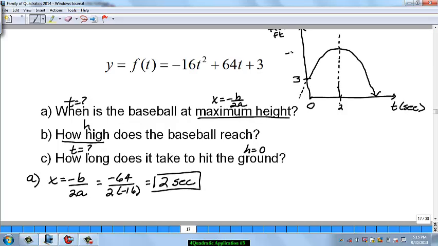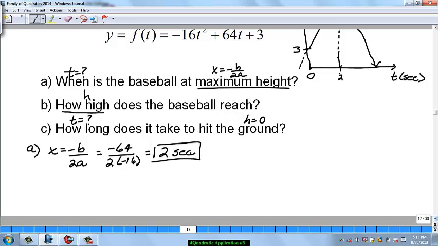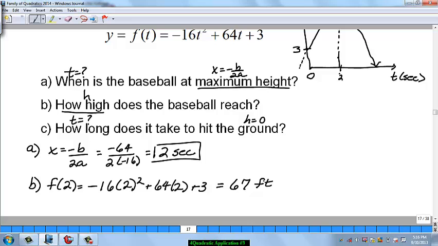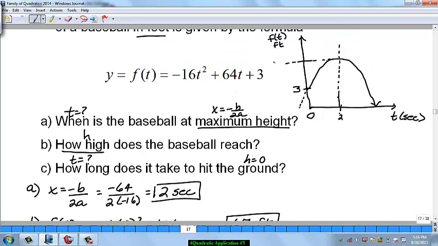Now, of course, they want to know, excuse me, how high that is. So if I know at 2 seconds that's the max height, I'm going to take that 2 seconds and plug it into my formula, find f of 2 to find out what the height was at that time. So I'm going to throw my 2 in my formula. When I put that in there, that's 67 feet. So that's the highest that ball goes, is 67 feet. So as you go along, you should label this picture, and it makes sense to you. So the point 2, 67 is on my graph.